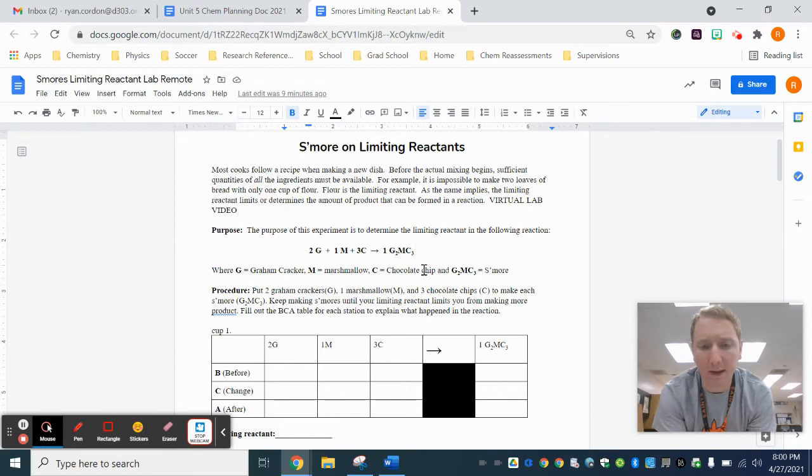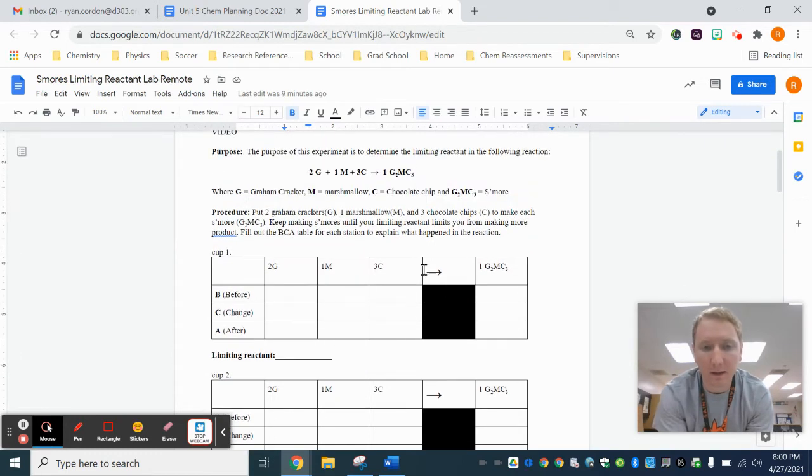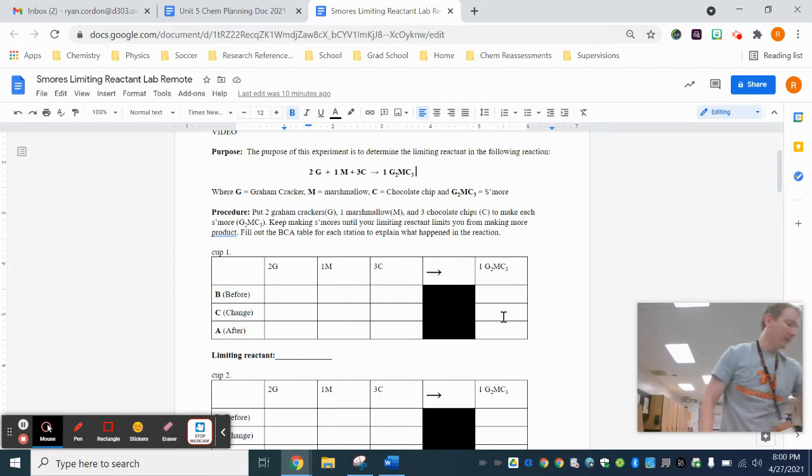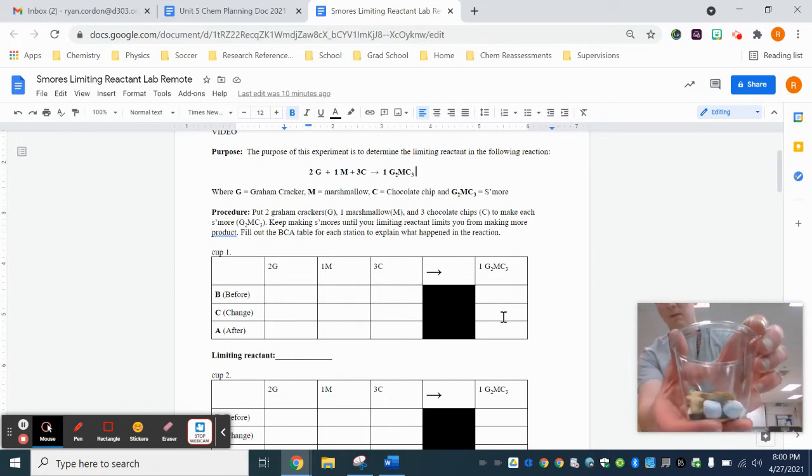Okay, so we have 6 different scenarios here, and I'm going to show you what we have before, and we're just going to keep making s'mores until we can't anymore and see which reactant, the graham crackers, the marshmallow, or the chocolate chip, is going to limit us from making more product, more s'mores. Okay, so let's do the first one together here. We got cup one.